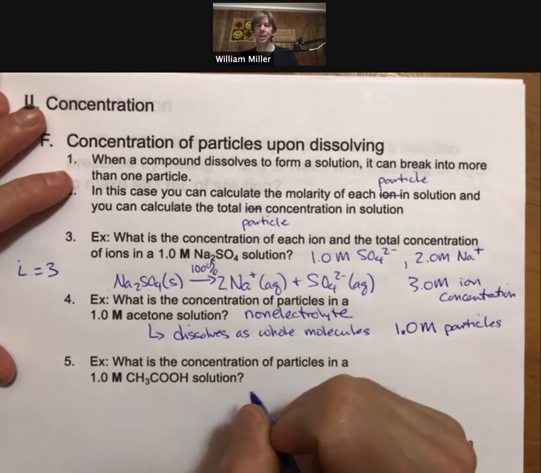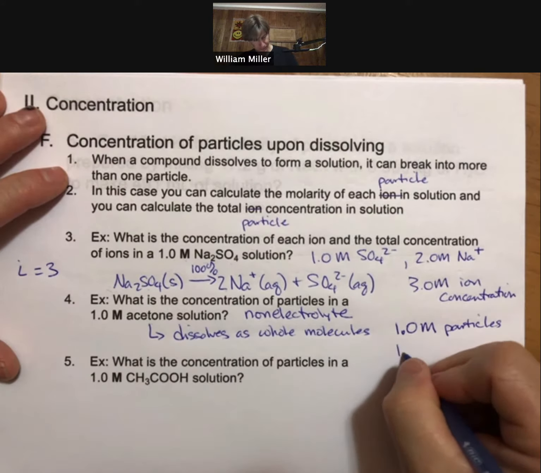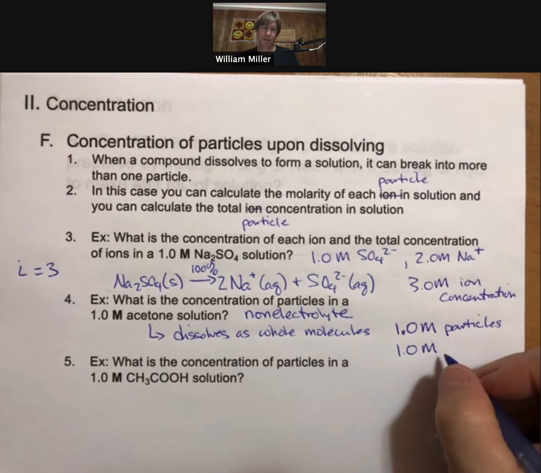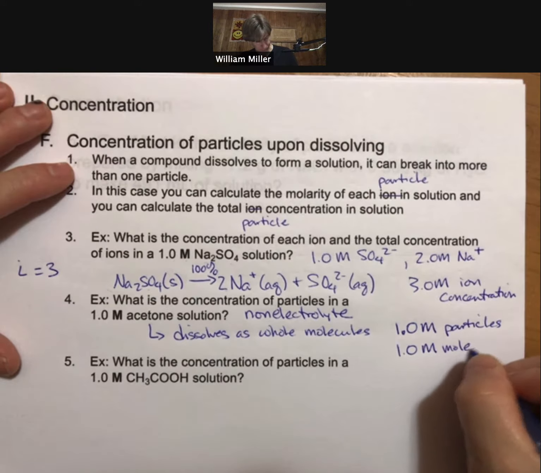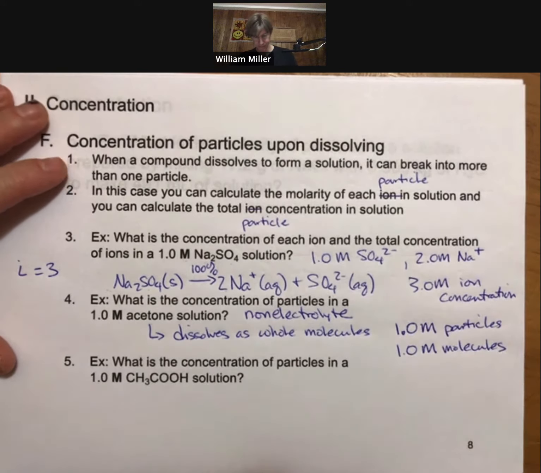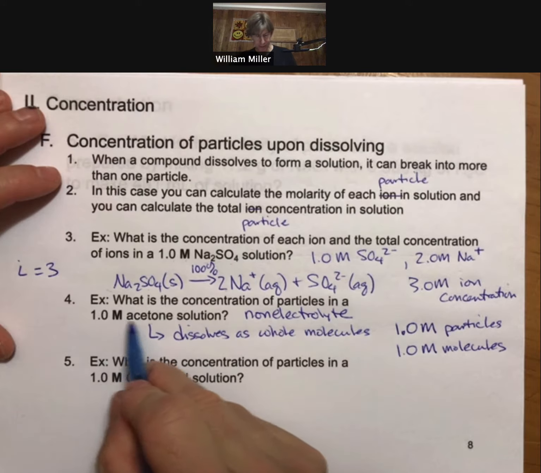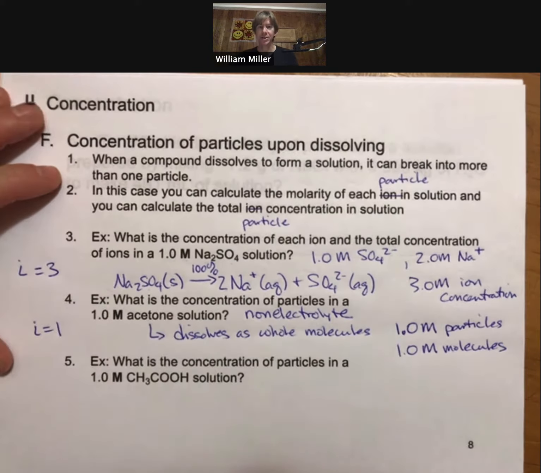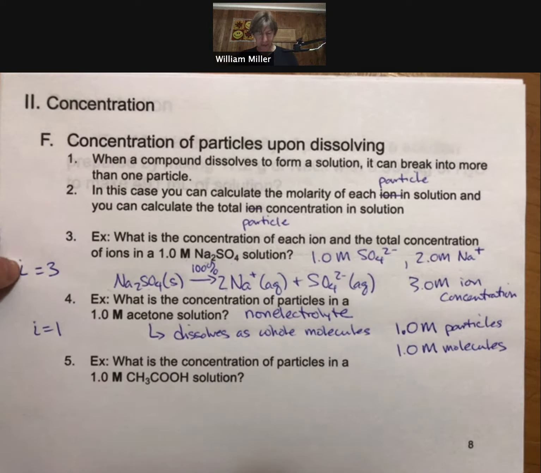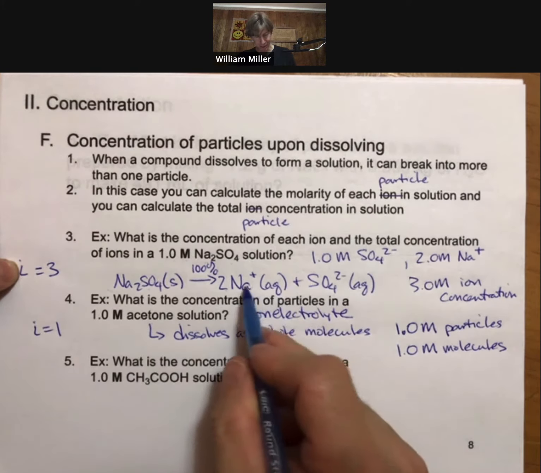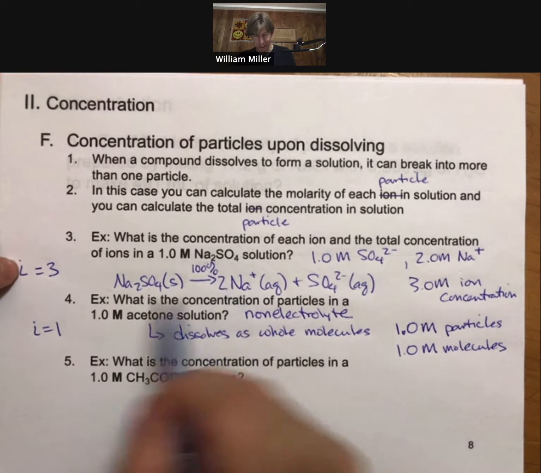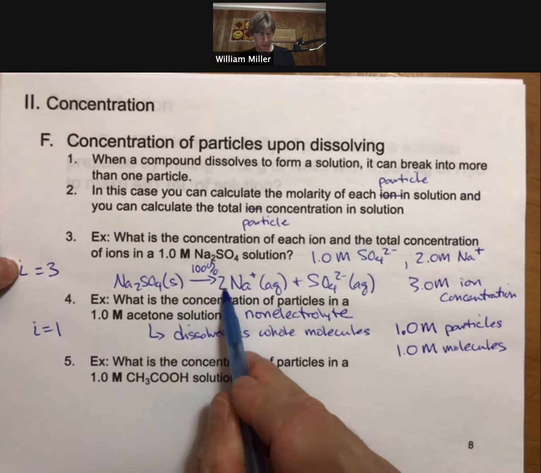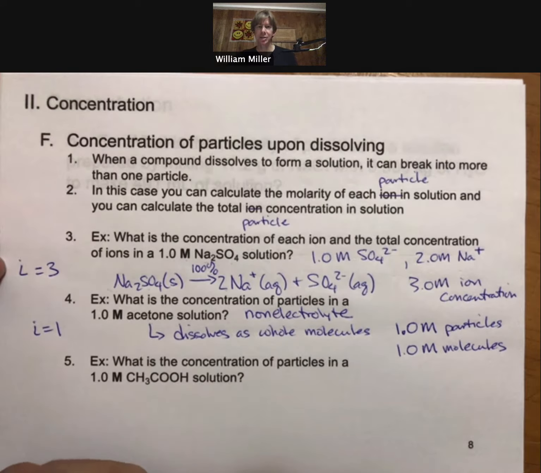And we could also say for this one, it's 1.0 molarity molecules. And when it stays together, I equals 1. And that's true for non-electrolytes. If we were to look at the I factor for something else, it depends on how many ions it breaks up into. So for sodium sulfate, I equals 3, because there are 1, 2, 3 ions that it breaks up into when it dissolves.